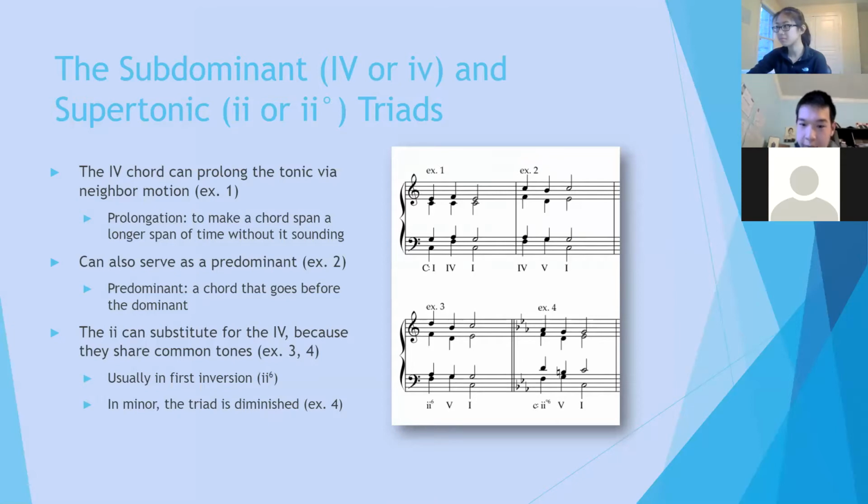So prolongation means to make a chord span a longer period of time without it actually physically sounding, if that makes any sense. And it can also serve as a predominant, or a chord that goes before the dominant. So as an example too, the two chord can substitute for the four because they share common tones. And it's usually in first inversion to prevent voice leading errors. And in minor, this triad is diminished.